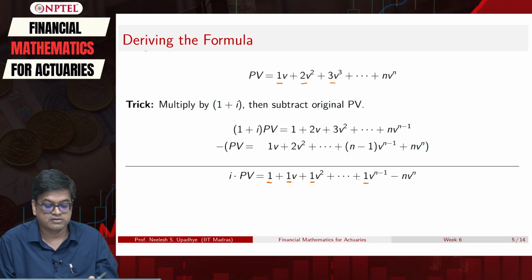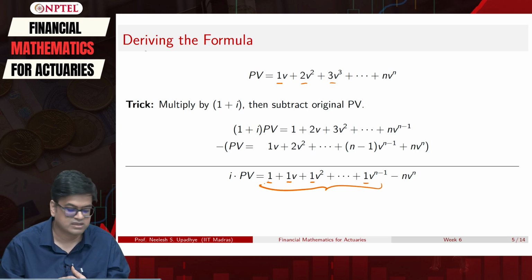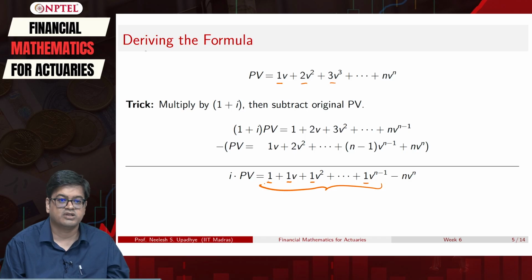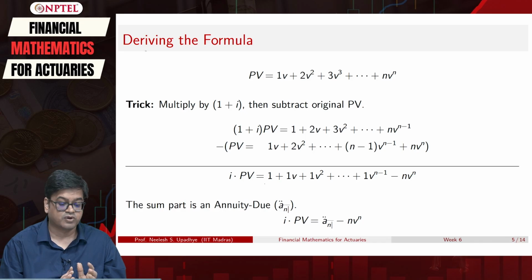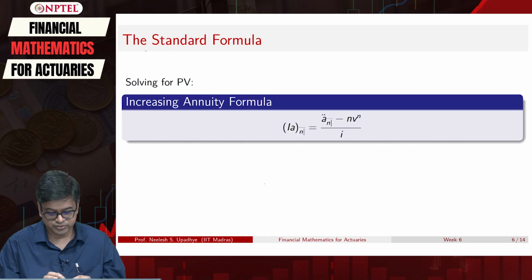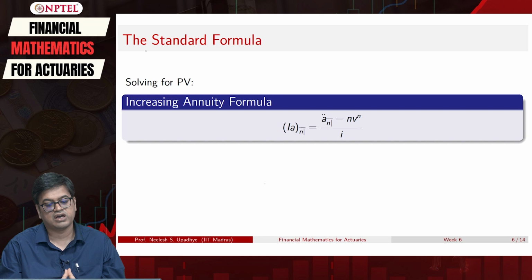Okay. And now what is this formula? This is our well known formula, the sum of a geometric series, and we have already calculated it; that sum is actually annuity due. So what I proved just now is i times PV is annuity due for n periods minus n v raised to n. So the present value can be written as annuity due minus n v raised to n, upon i. This is our formula for increasing annuity for n periods.